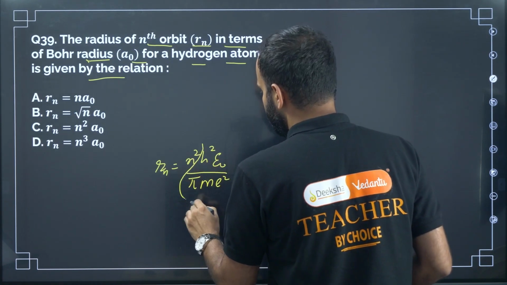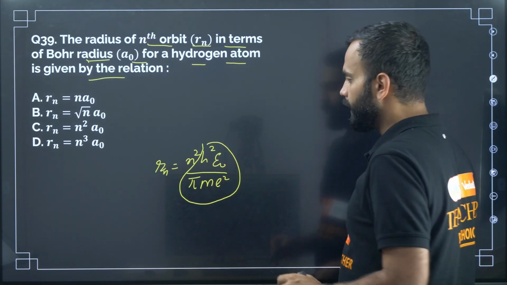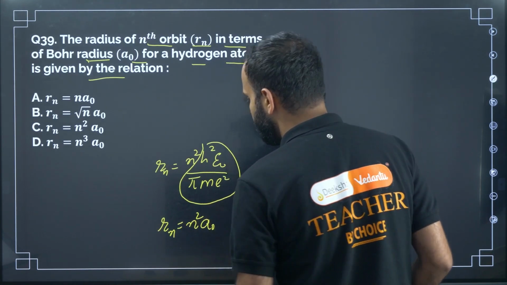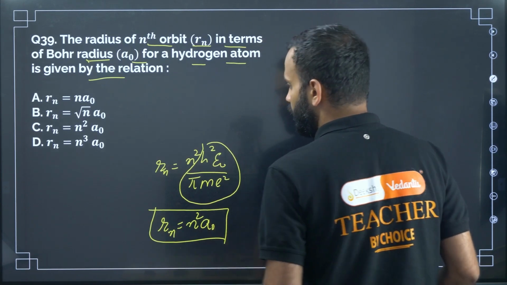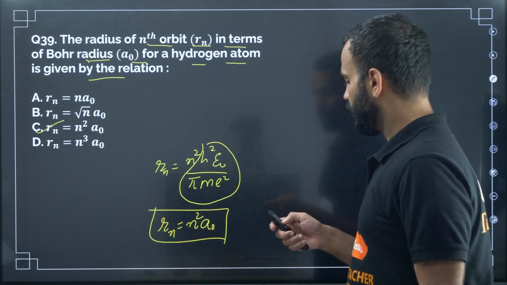So h square epsilon naught divided by pi m into e square is constant. So that is the Bohr radius, right? So Rn is equal to n square into a naught. A naught is the Bohr radius. So Rn equal to n square into a naught. So the correct option is C.